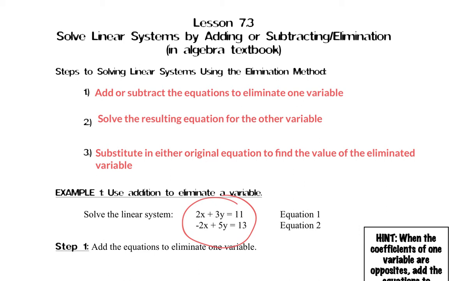And then once we figure out x or y, step 3 is actually the same step that we did when we used the substitution method, where we will substitute it into one of the original equations to find the value of the eliminated variable. In other words, if we eliminate x, we'll solve for y, then we'll plug y in to figure out x. And similarly, if we eliminate y, we'll solve for x, we'll plug x in to figure out y. Again, once we start working through this, I think it'll make even more sense to you.